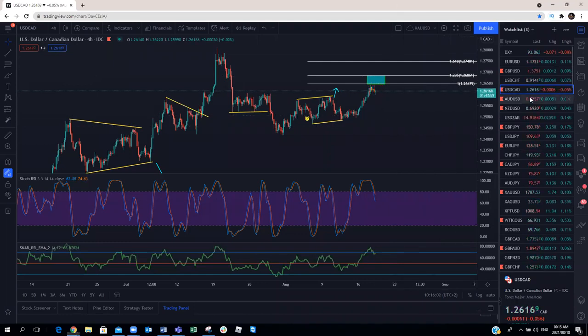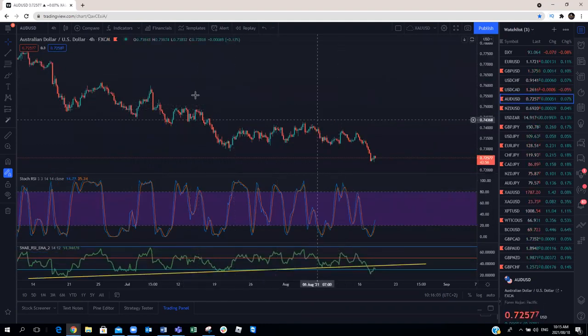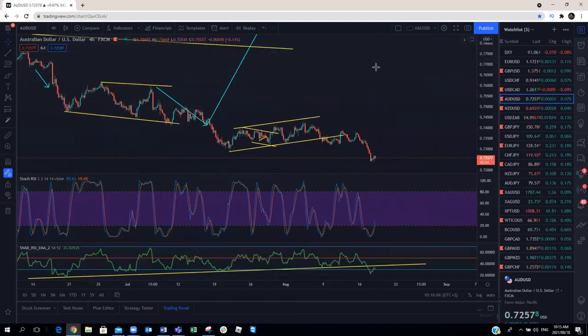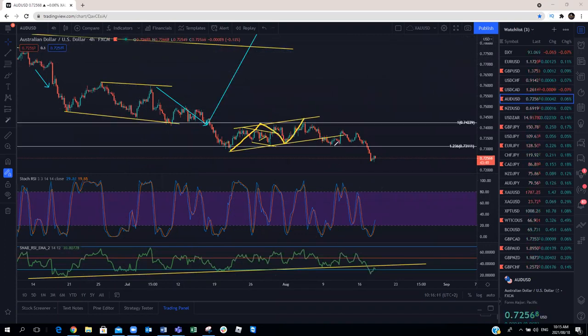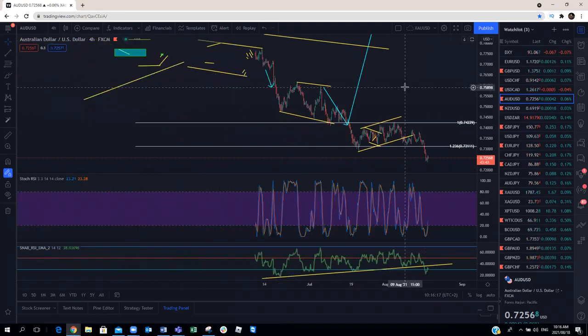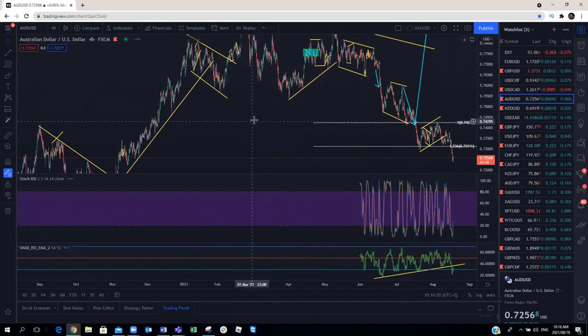Especially with the dollar being so strong, I'm not keen on taking that one now. AUD/USD. So we had this corrective structure here on AUD/USD. AUD/USD is currently within this blue box. Let's show the bigger corrective structure here. We are within this blue box and it looks overextended.